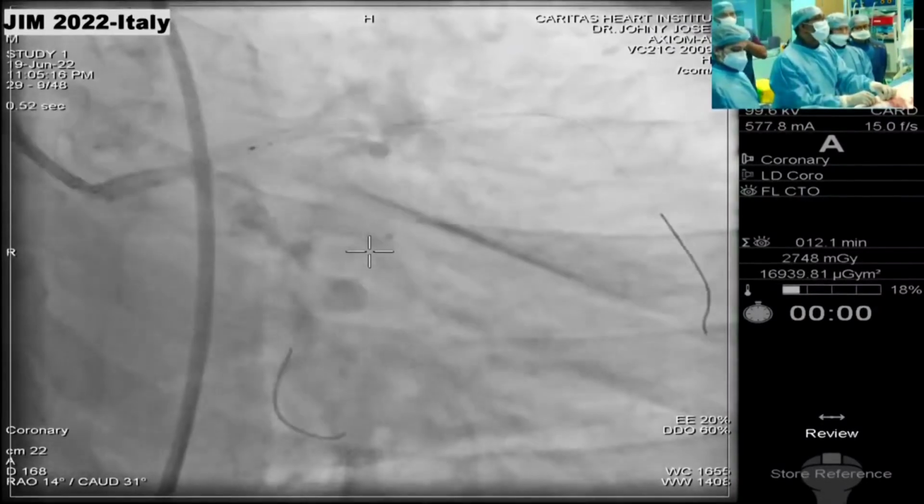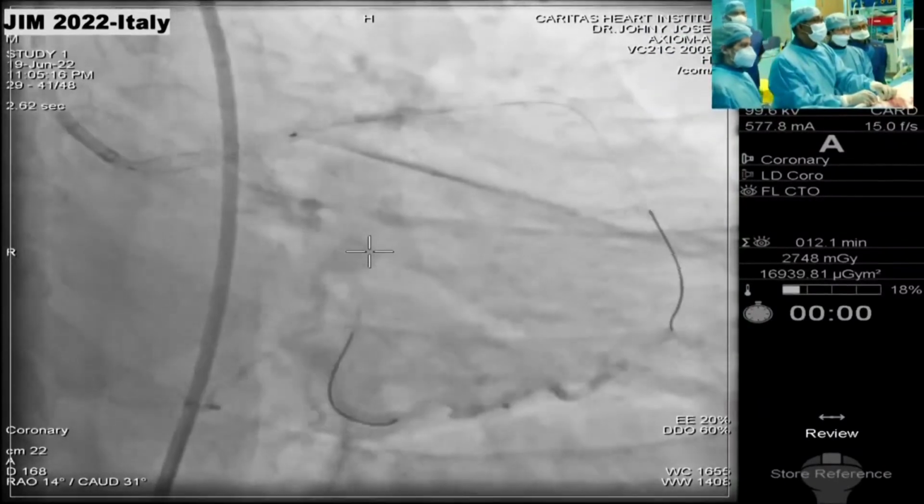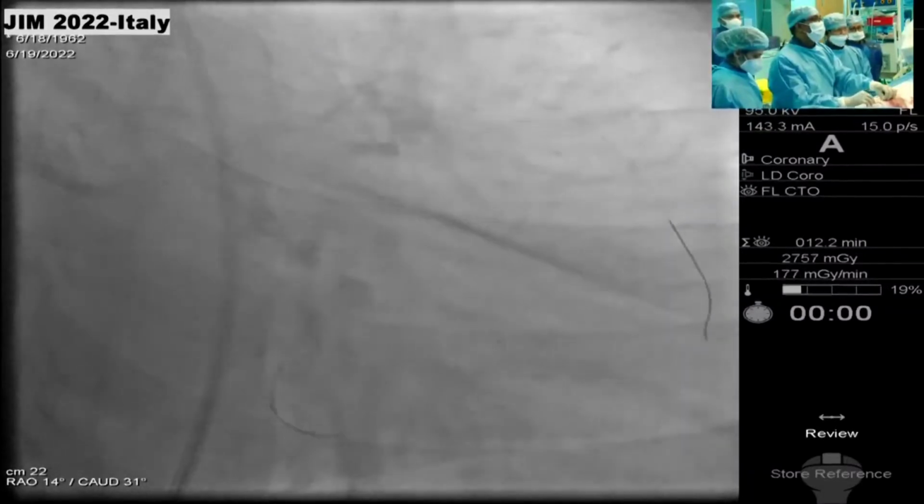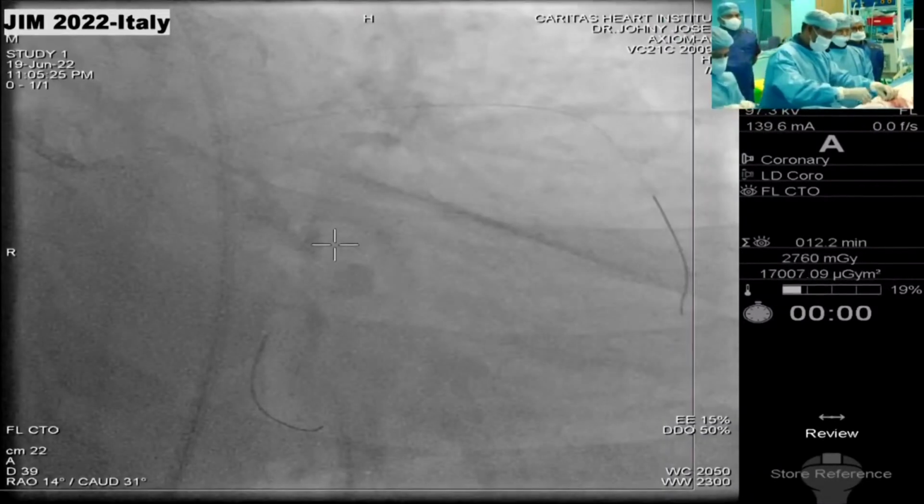I would personally prefer the left cranial for implantation of a stent in the left main. What do you think, George? You prefer left cranial for implanting a stent in the left main? Yes, it's true. It's true.